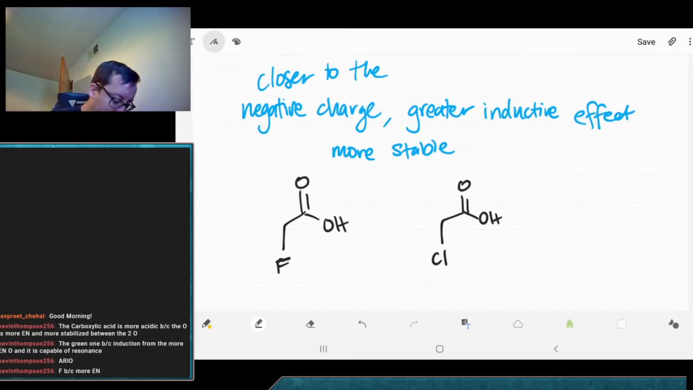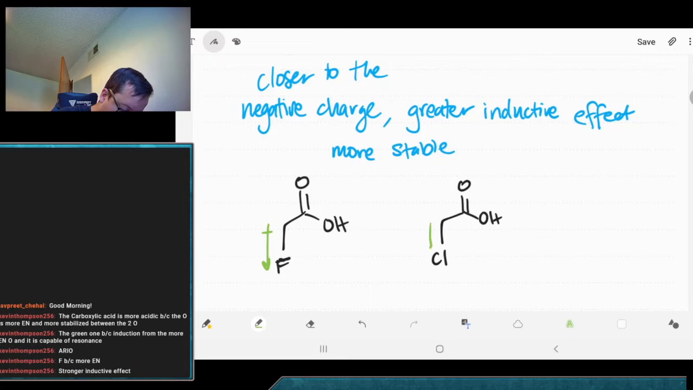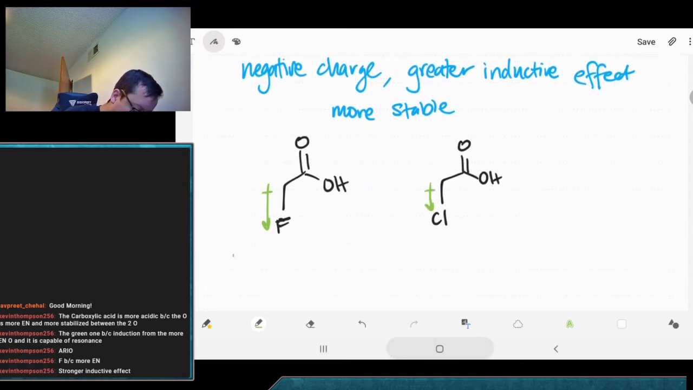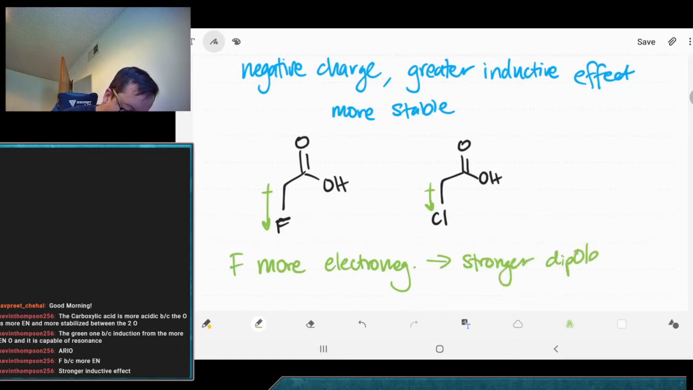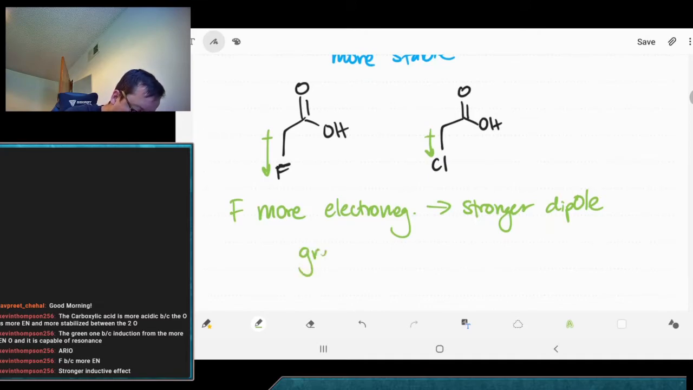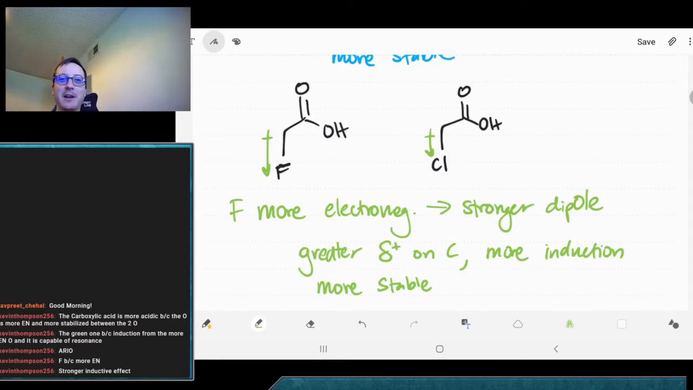Indeed. So Kevin has got the right idea. The fluorine being more electronegative, it's going to have a stronger dipole, which means that we have a greater partial positive on carbon, therefore more induction, therefore more stable. So we have quite a lot of reasoning to go through, right?